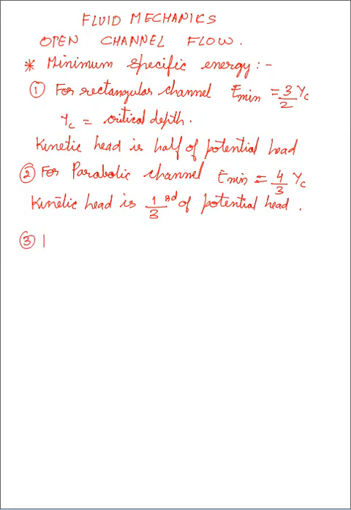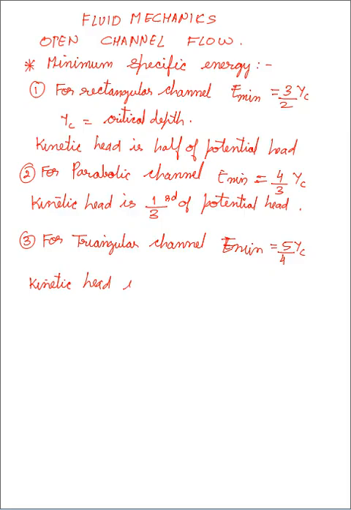And for a triangular channel, or triangular cross section, the formula of E minimum, means minimum specific energy, is equal to 5 by 4 YC. So here we can say kinetic head is 1 by 4 times of potential head.